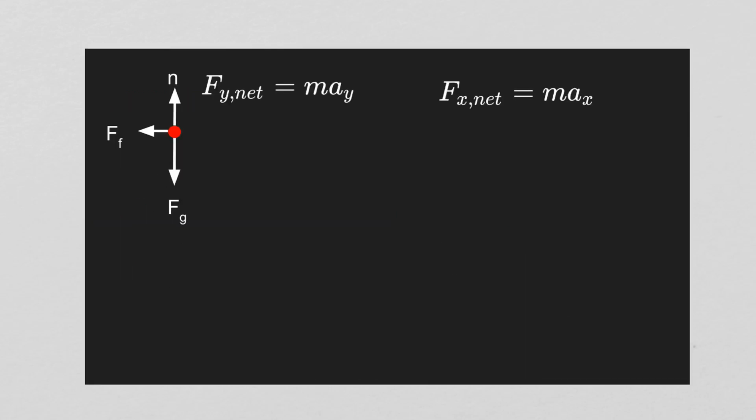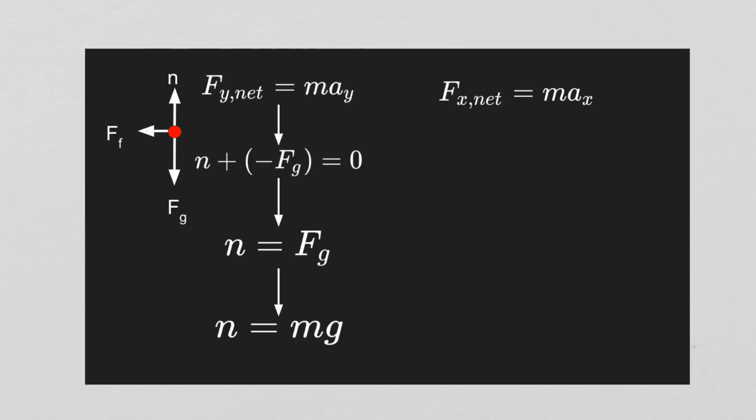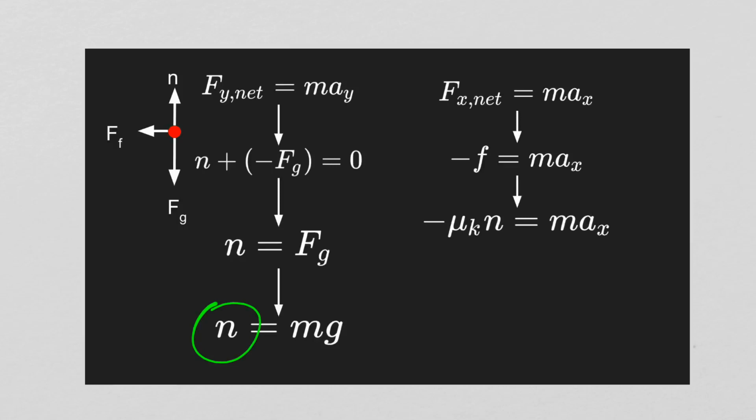So let's start with the y's. We have normal force up, force due to gravity pulling down. That's what this negative means. That negative is down. And then it just becomes your normal force is the force of gravity, or mg. All right, that's good. What do we do with this? Let's look in the x direction. So our force in the x direction is negative friction, which we know is mu k times n. Oh, wait, we just solved for n. Let's put that over here.